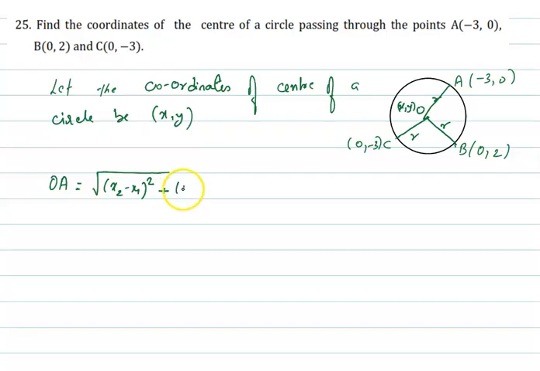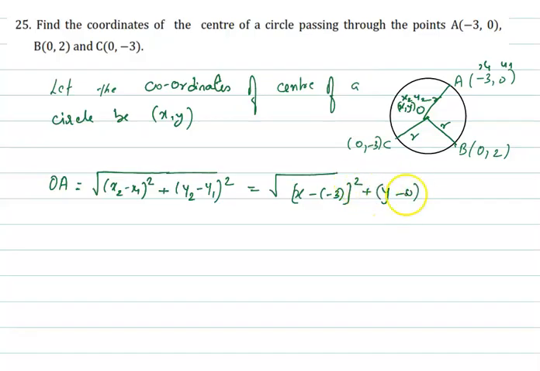x2 - x1 whole square plus y2 - y1 whole square. When we simplify this, I will treat 0, 0 as x2, y2 and this as x1, y1. x2 - x1, that is x minus of -3, x minus of -3 whole square plus y minus 0 whole square. So this becomes x plus 3 whole square plus y square under the square root. On simplification, or else you can keep this as equation 1 first. Further we can simplify. I am going to keep this as equation 1.